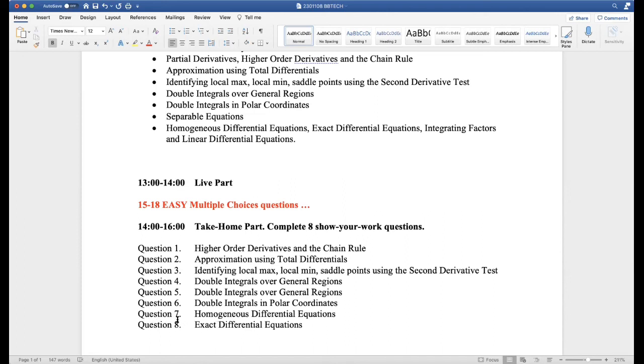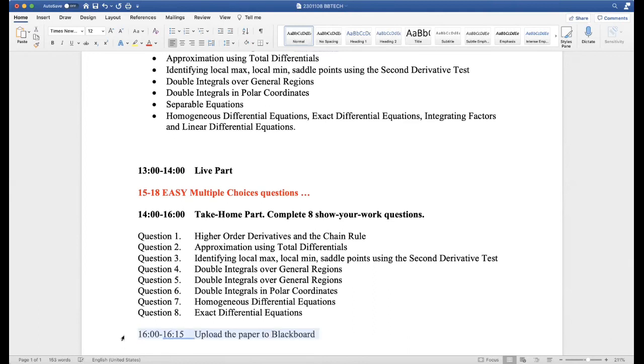So for question 7, I'm gonna tell you that, hey, this equation is homogeneous, solve it. And for question 8, I'm gonna tell you, hey, this equation is an exact differential equation, solve it. So you are expected to solve each question in 15 minutes. That's why I give you 2 hours to complete it. And then after that, 4 p.m. to 4:15, upload the paper to Blackboard. And that is your final exam, 40%. Sounds good?